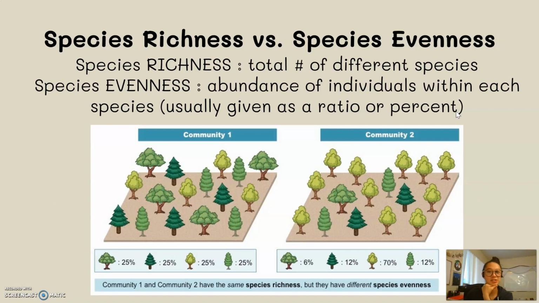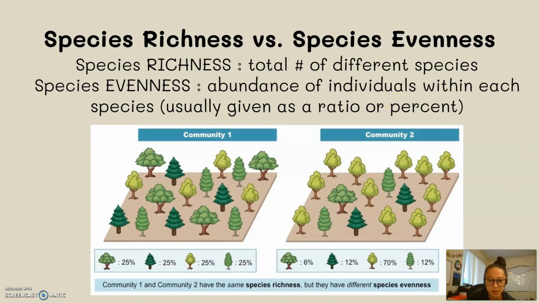Cool. Species richness versus evenness. So species richness is literally counting the total number of different species. Right. Species evenness, so think like, is it even, is it balanced? That's a ratio. So we're deciding how many of each species there are and like, is that balanced in terms of how many there are compared to the rest.